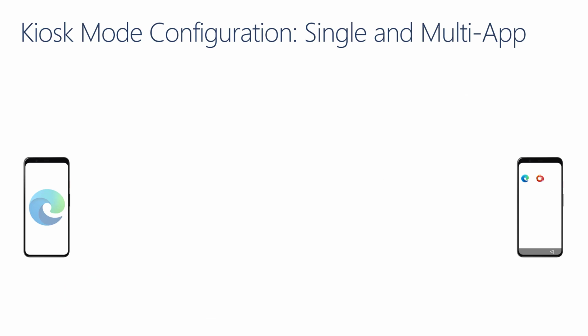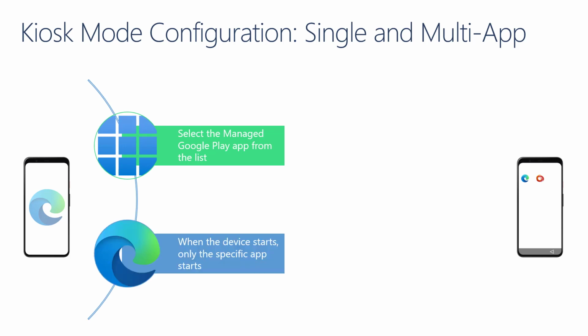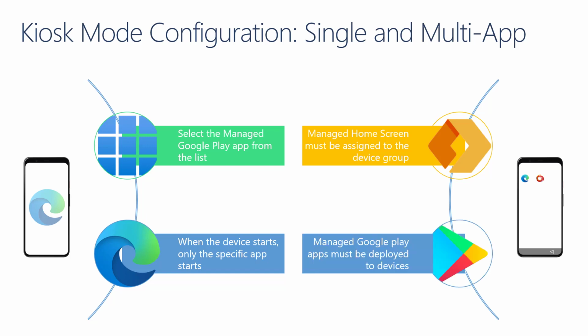There are two different configurations for Android Enterprise dedicated devices: single app and multi-app kiosk modes. For single app kiosk mode, you simply need to select the managed Google Play app that you intend to use, and devices will start up on that specific application. For multi-app kiosk mode, you must target the Managed Home Screen app to all the devices that you plan to use this configuration. And you also must target any app that's going to be part of the multi-app kiosk mode to the same set of devices.